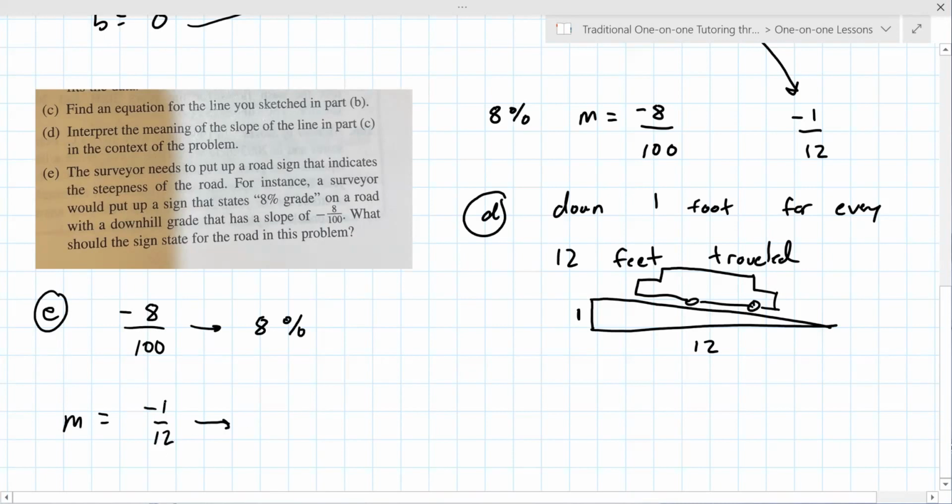So we have to convert this to a decimal. Because 8 over 100 is really 0.08, and that's how they get the 8%. So 1 over 12, you can do it by hand. You can also use a calculator. You've got one there with you. Why don't you just punch in 1 over 12 into your calculator? 0.083 repeating. So it might say 8.3% grade.